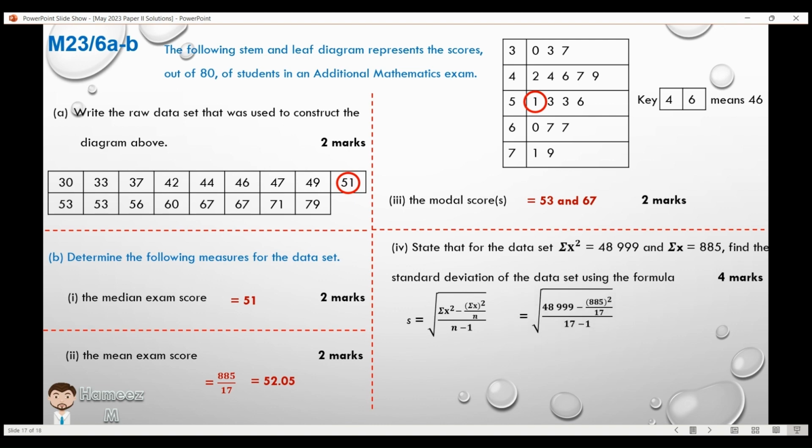So that is 48,999 minus sigma x, which is 885, squared divided by 17, all over 17 minus 1, which is 16. So that works out to be 48,999 minus 46,072 divided by 16. And this works out to be 13.53. This represents the standard deviation for this data set.